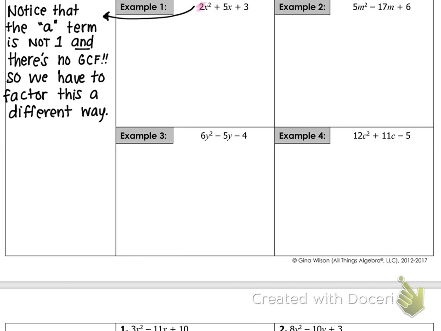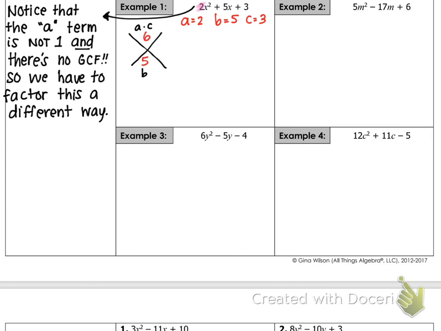Now we're going to start off the same. We're still going to label A, B, and C. So A is 2, B is 5, and C is 3. We're still going to draw the x, and we're still going to do A times C on the top and B on the bottom. So A times C this time is 2 times 3, which is 6. And our B is 5.